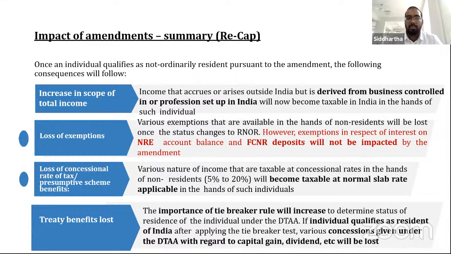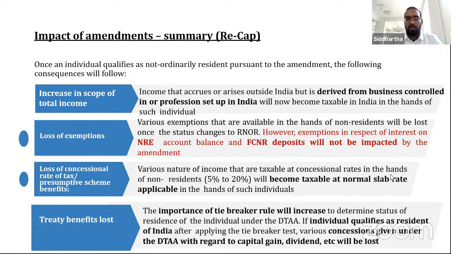You will still get exemption for interest from NRE account and FCNR deposits, even though you become a resident and non-ordinary resident, because the exemption for both these deposits is given based on FEMA guidelines. If you are non-resident as per FEMA, you are exempt from any interest that you earn from an NRE account, non-resident external account, or FCNR account, foreign currency non-resident deposits. If you earn any interest income from these two accounts and you are a non-resident as per FEMA regulation, then you can still claim that exemption even though you become a non-ordinary resident as per the Income Tax Act.